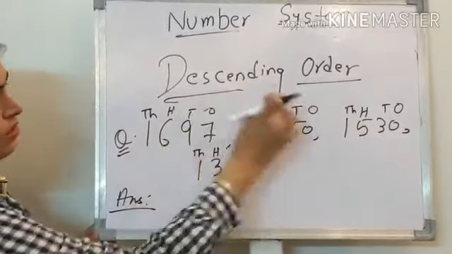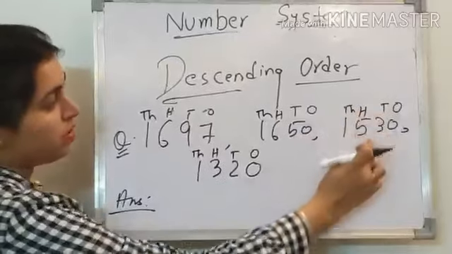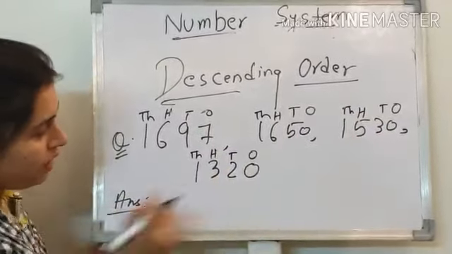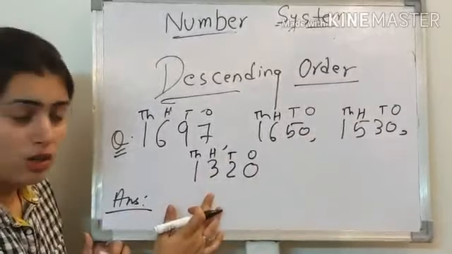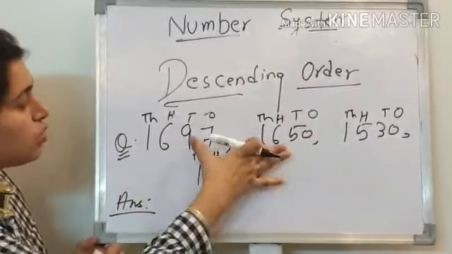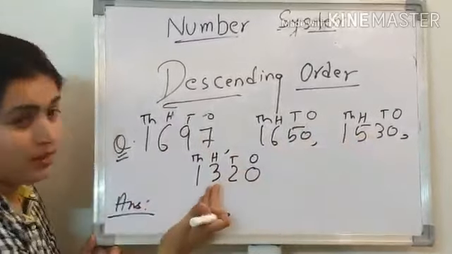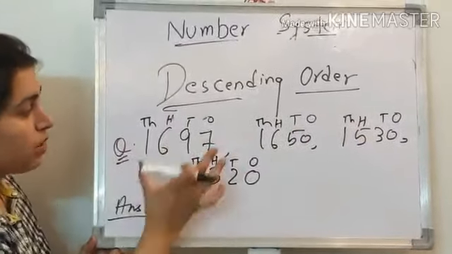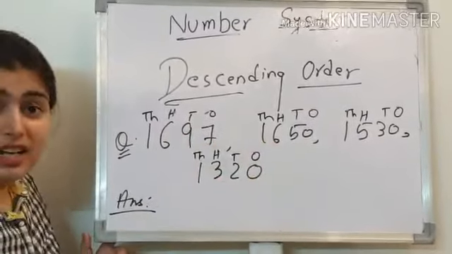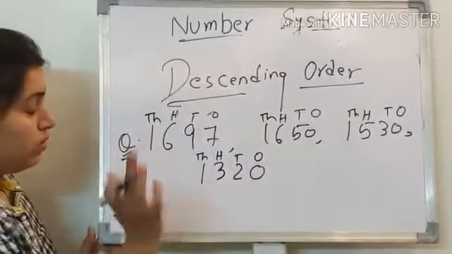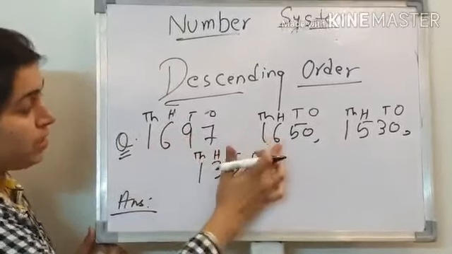Hundreds place: 6, 6, 5, 3. I think these two numbers are out of the race now, because in these two numbers the hundreds place is 6, which is greater than 5 and greater than 3. So now I have to compare between these two numbers. Which one is greater? Thousands place 1, hundreds place 6.